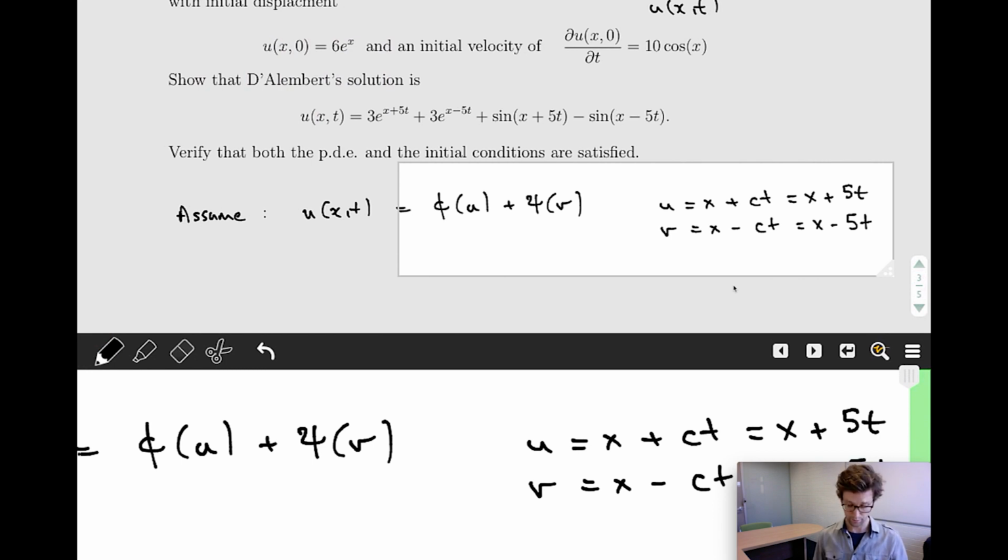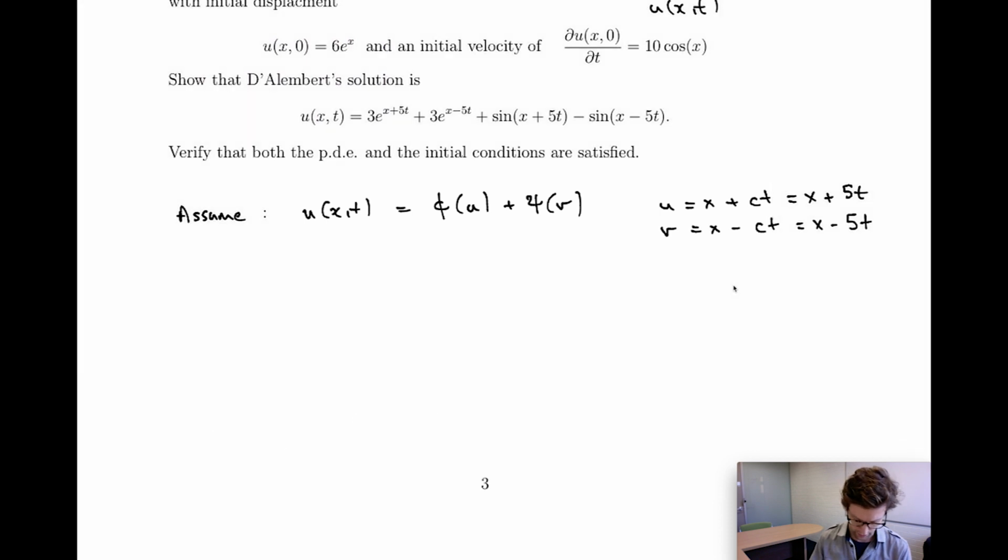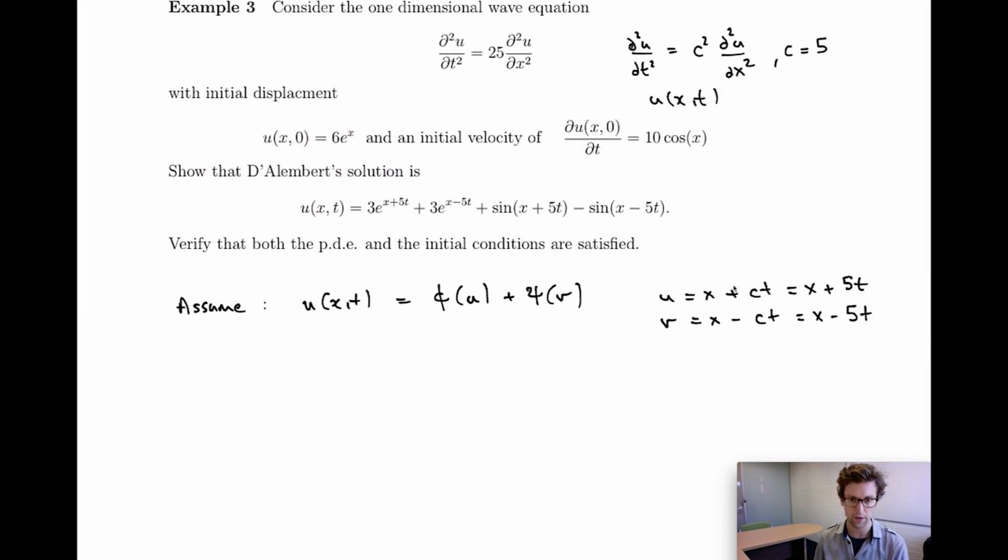So that's an assumption. We're going to have to figure out what the form of phi and v are by substituting this expression now into my wave equation. So here's our wave equation at the top. I'm going to do that by using my initial information here.